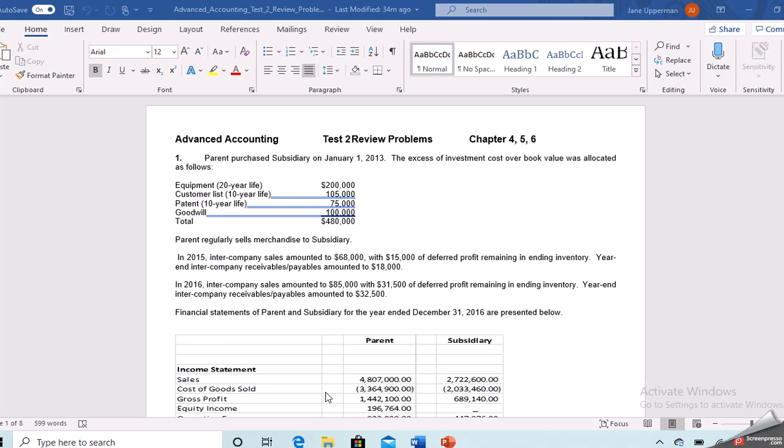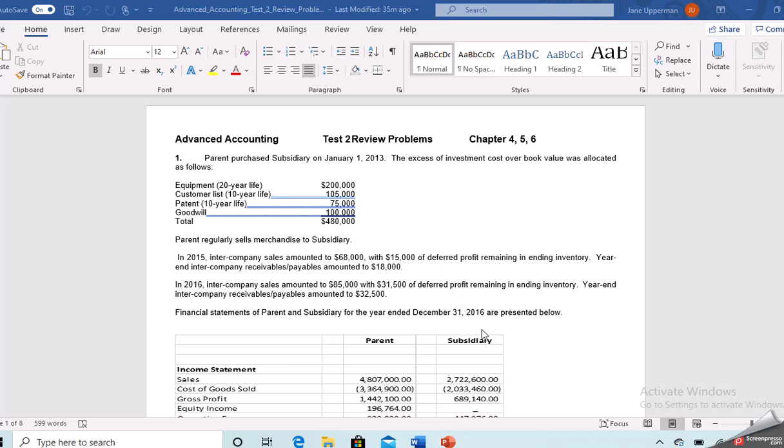Okay, this is a walkthrough of the test to review problems. So our first problem is going to go back to chapter 4, where there's intercompany inventory transfers. So we have the parent purchased the subsidiary on January 1st of 2013 with an excess cost over book value as follows.